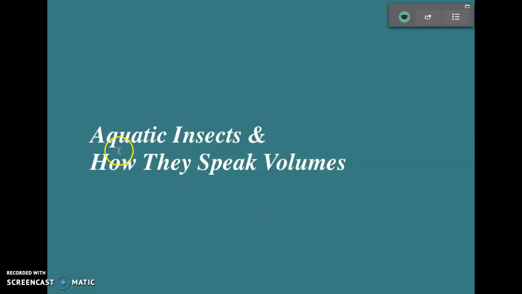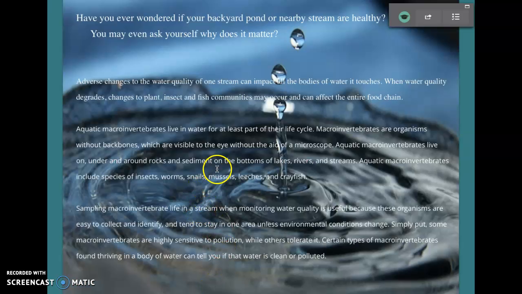Okay, so today we're going to learn about aquatic insects and how they speak volumes. You may be asking yourself, have you ever wondered whether your backyard pond, or perhaps a nearby stream, is healthy? And you may even ask yourself, why does it matter?